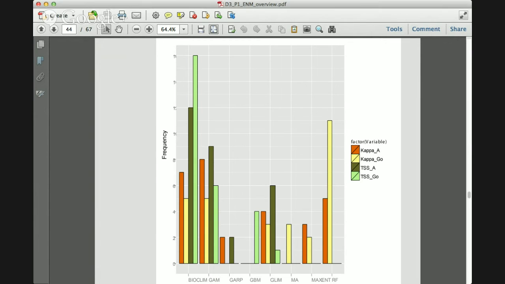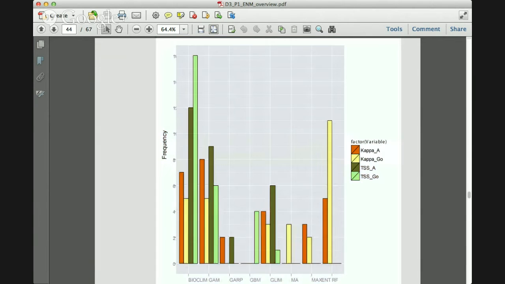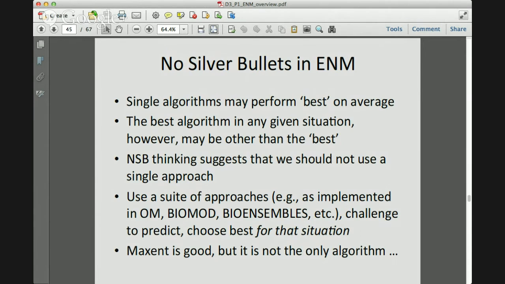It's very common just to see people using Maxent or random forests or boosted regression trees. That's not a good idea. What you should be doing is testing different algorithms, seeing which is best for your particular species, and using that algorithm for that study. That's what I just told you about.